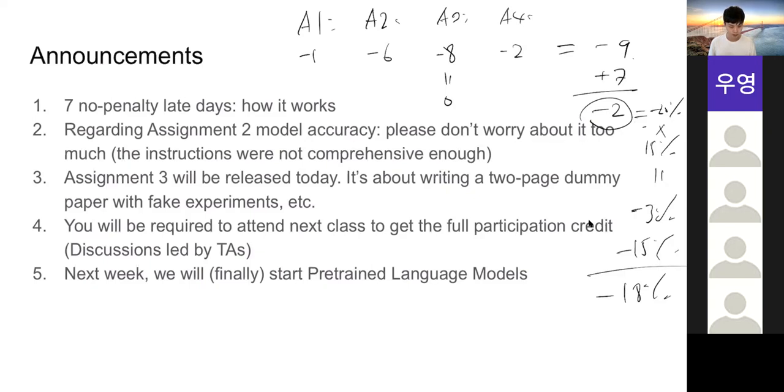And number four is an important thing: you'll be required to attend the next class to get the full participation credit, which is 10% of your grade. You'll get some portion of it just by attending the next class, and some of the portion will be dedicated towards how active you are in the discussions. I'll give you more details at the end of today's lecture as well.